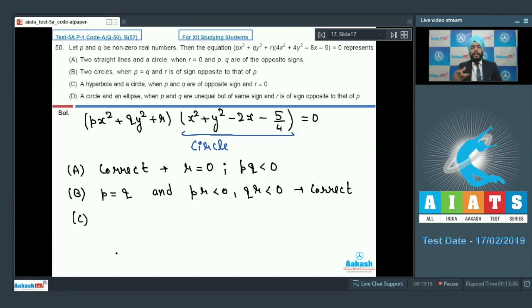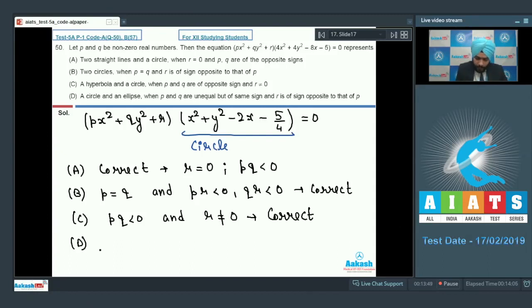C part: a hyperbola and a circle. Now how is it going to represent a hyperbola? Obviously pq is negative and r not equal to 0, because if r turns out to be 0, option A will be correct. So option C is also correct. For r equal to 0, they represent a pair of straight lines. For r not equal to 0 and pq being of opposite signs, we will have the answer as a hyperbola.